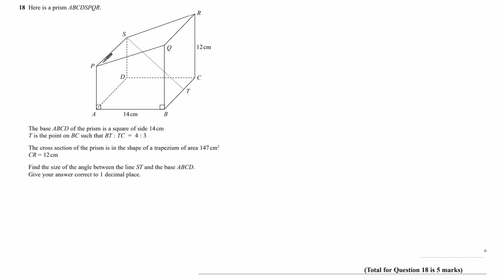Question 18. Here is a prism ABCDSPQR. The base ABCD of the prism is a square of side 14 centimeters. T is the point on BC such that BT:TC is 4 to 3. The cross section of the prism is in the shape of a trapezium of area 147 centimeters squared.